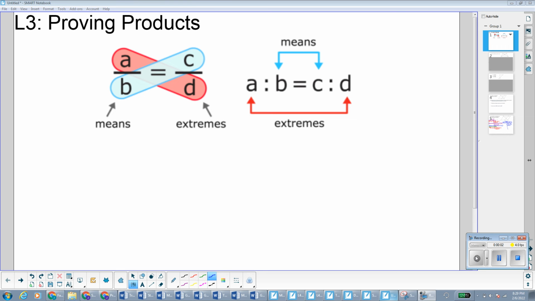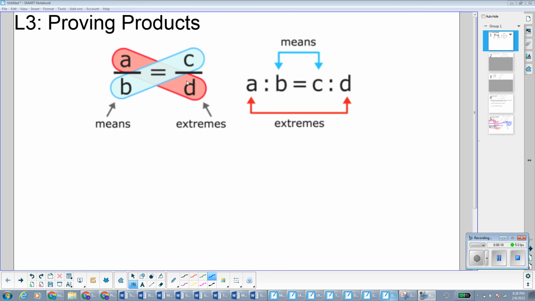Hi everybody, in this video we're going to start talking about something called proving products. Before we begin, there's a couple of things that we need to know. On this slide, you'll see that I have a picture of a proportion. I have it written two ways.